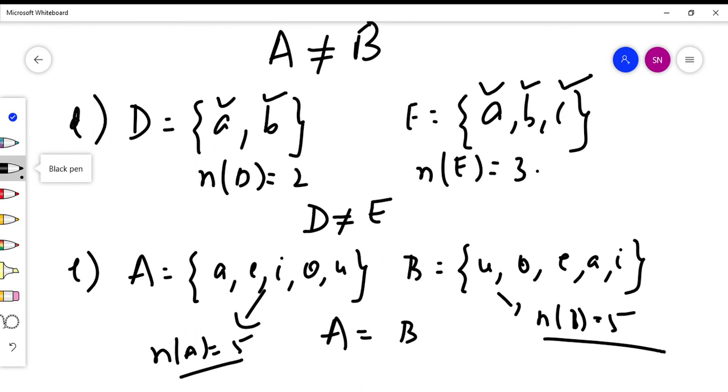Whenever I compare two sets for equality, what don't I see? I do not see order. I can reshuffle and write the elements inside a set in any order. So I hope this concept of equal sets with a few examples is clear to you all.